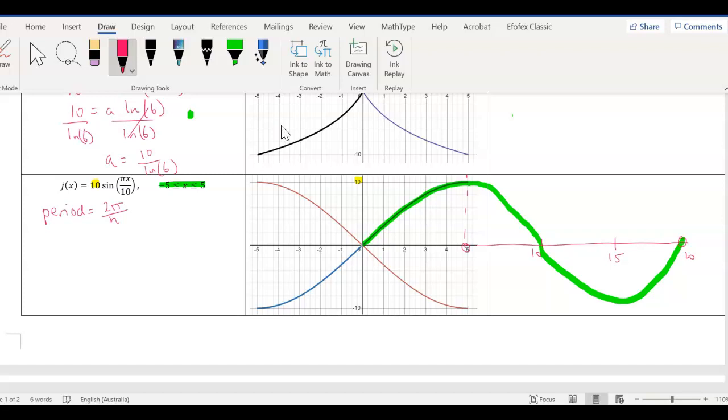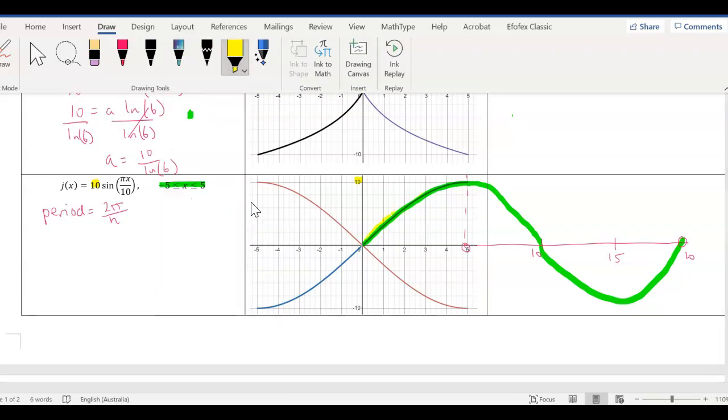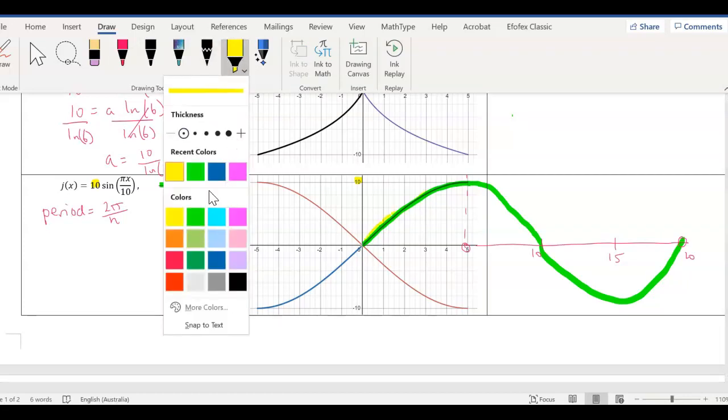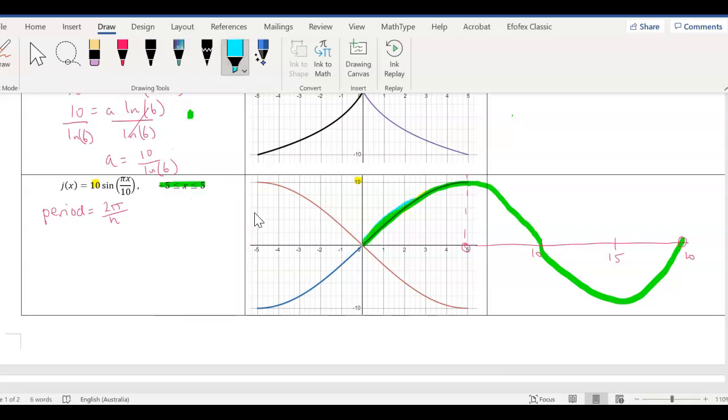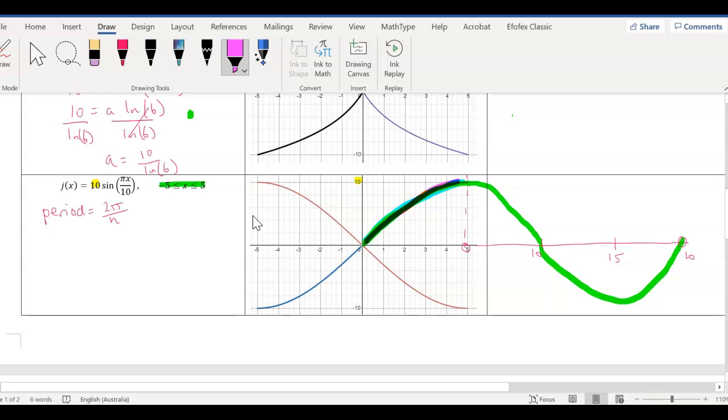Basically that section that I've drawn, let's do it in a different color, let's do it in pink. That section there is a quarter of the period. So you can get your period by saying, if a quarter is 5, then the whole is going to be 20. So that means your period is equal to 20.